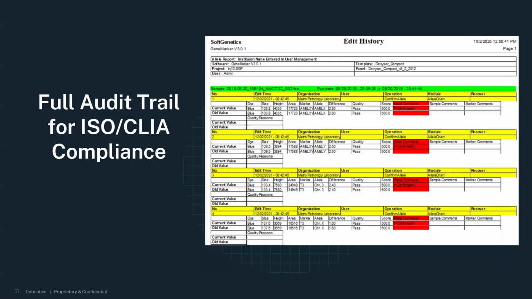One of the requirements for ISO and CLIA compliance is an audit trail. User management with password-protected analysis rights provides a full audit trail of any flags and interventions by the analyst.